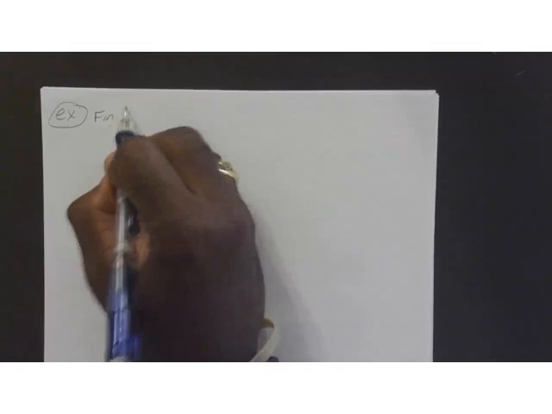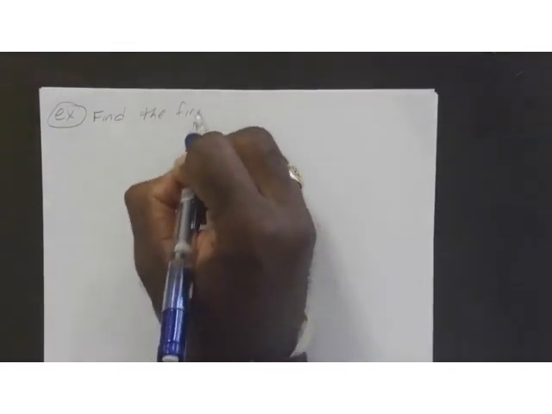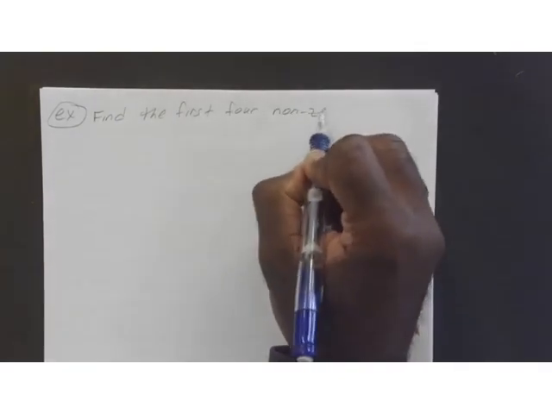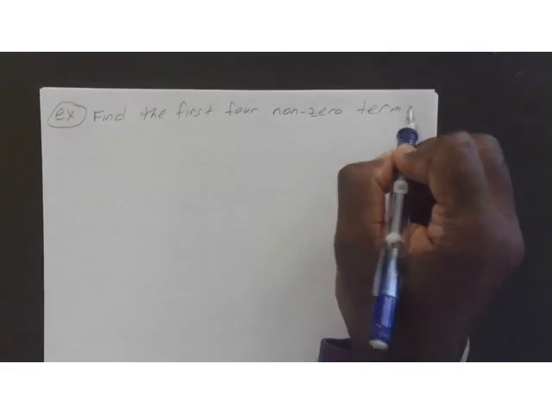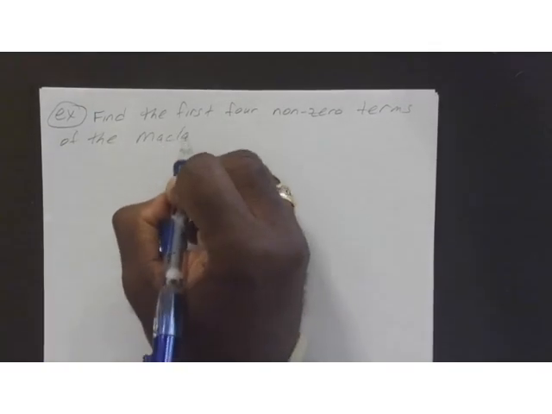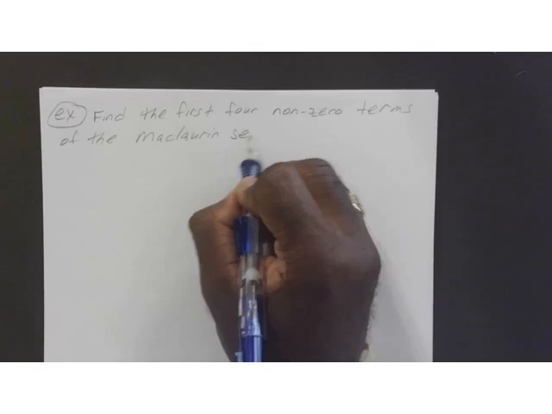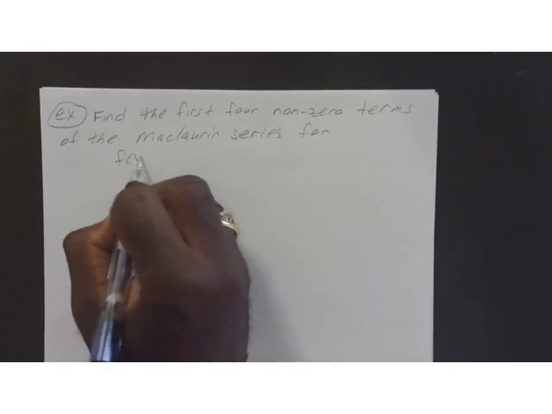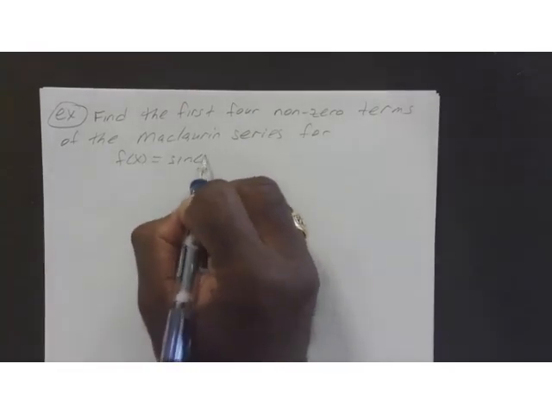All right. Let's say, for example, if we wanted to find the first 4 non-zero terms of the Maclaurin series for f of x is equal to sine of x.